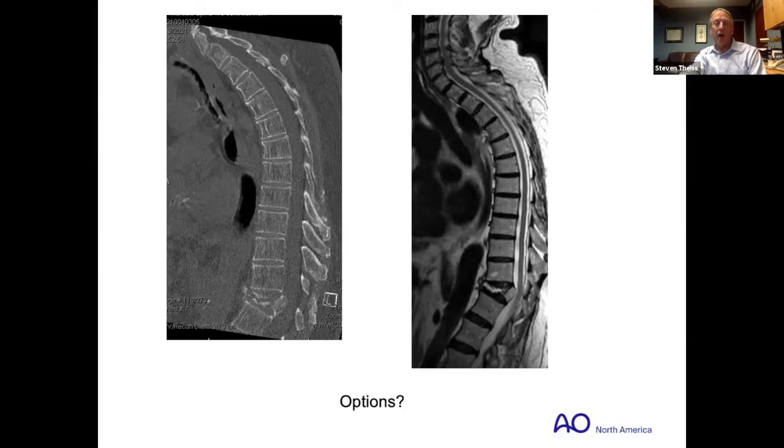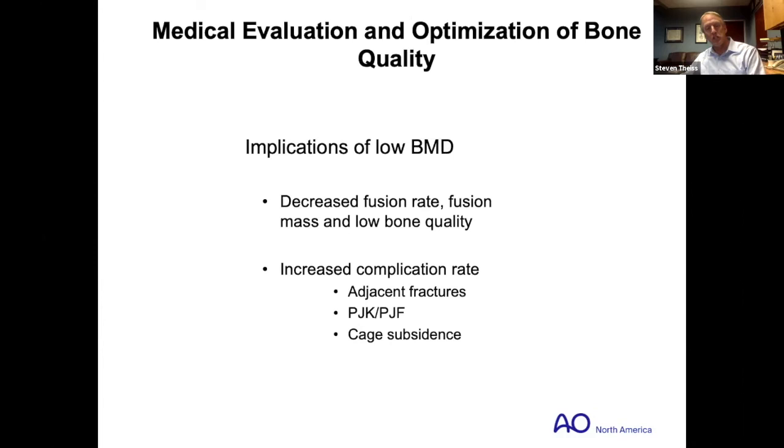So now we're left trying to figure out what our options might be and how we're going to specifically address this. We'll go back and talk about treatment for that and how we approach it. But I wanted to digress a little bit and talk about the medical evaluation and optimization of bone quality. One thing the literature is very clear on is that patients with low bone mineral density in general, with spine stabilization and spine fusion procedures, have increased complication rates and a poorer outcome.